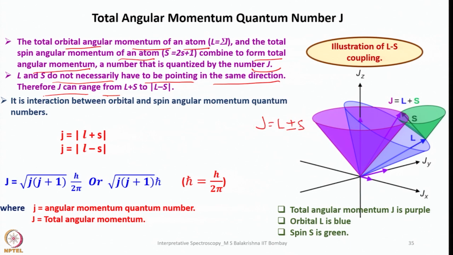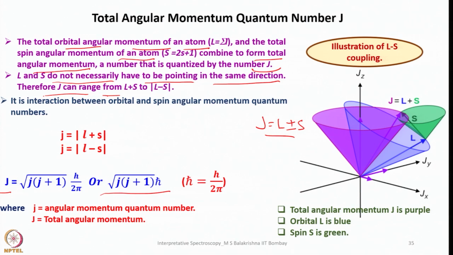It is the interaction between orbital and spin angular momentum quantum numbers, how they interact, whether they couple as L plus S or, when they interact, L minus S. This is how we term those things. So small j equals modulus of L plus S or L minus S. That means capital J equals square root of j into j plus 1 into h over 2 pi, or it can be simplified as square root of j into j plus 1 times h bar, where small j is the angular momentum quantum number and capital J is the total angular momentum.